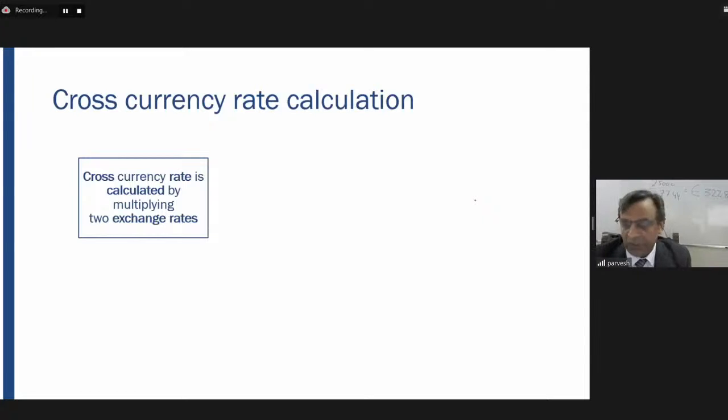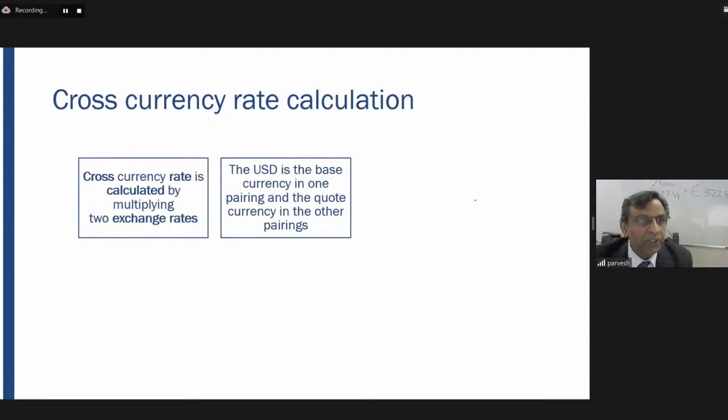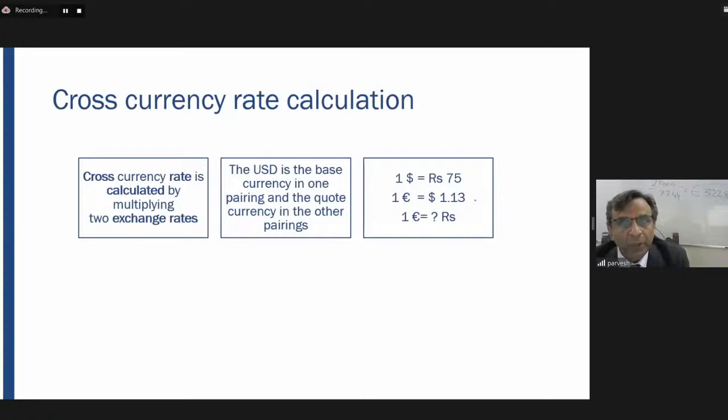By multiplying two exchanges. The USD, that means US dollar, is a base currency in one of the pairings and the quote currency in the other pairing. So that means there should be a US dollar quote. In one quote it is the base currency, in another quote it is the quote currency. Okay. So let's look at this.